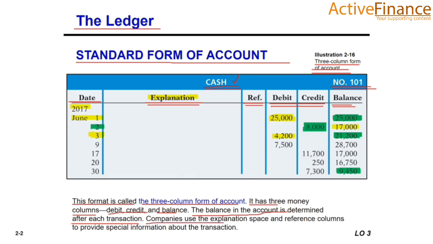Companies use the explanation space and reference column to provide special information about a transaction. For the identification of transactions, we will provide the explanation so that we can easily identify them. That's why we provide the explanation column. So this was the demonstration illustration of the standard form of the general ledger. Let's proceed further.